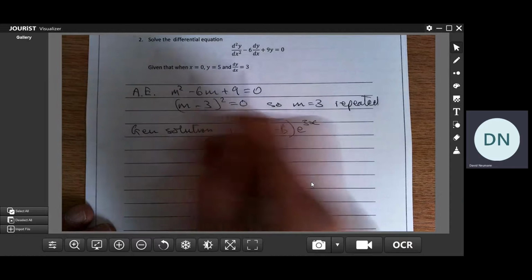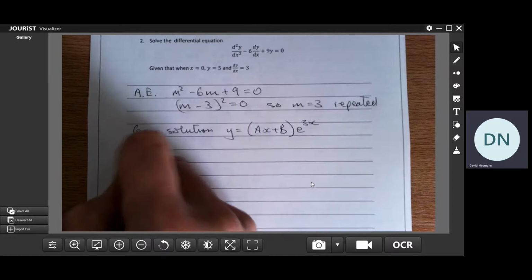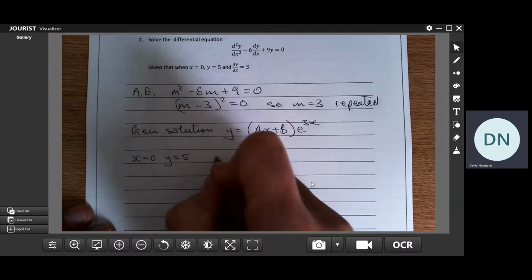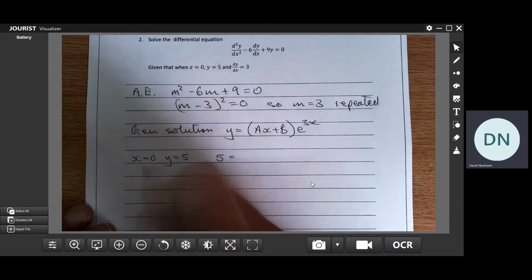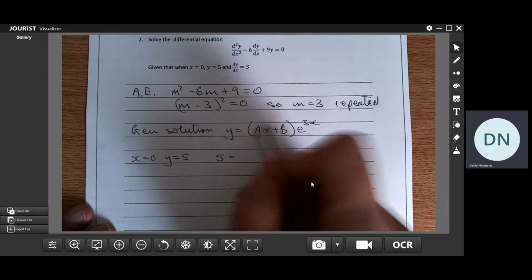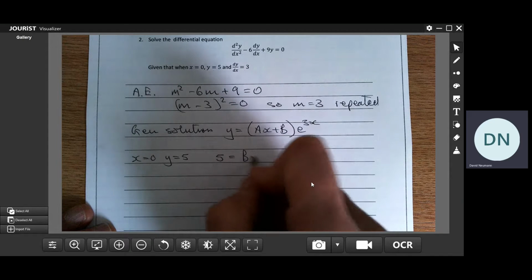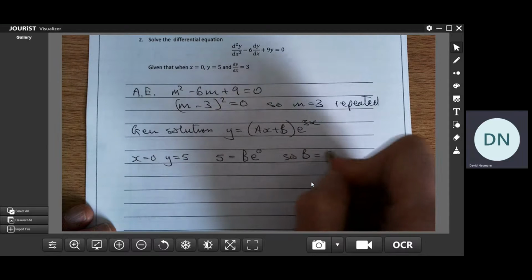We're now going to use these values. So we're going to say at x equals 0, y equals 5. So 5 is equal to, if we substitute 0 in here, that term is going to be 0. So we just get b from the bracket. So that's b e to the 0. So b is equal to 5.